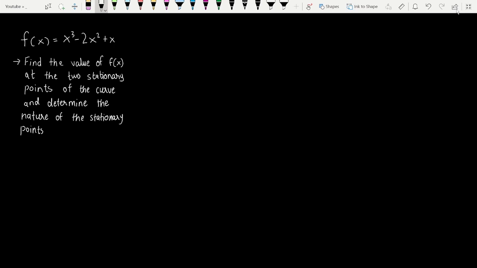In the previous video, we talked about how we can find the coordinates of a stationary point. Right now, what we're trying to do is understand how we can find the nature of the stationary point. How can we know if the stationary point is on the top of a hill or on the bottom of a valley? So that's what we're trying to find out.